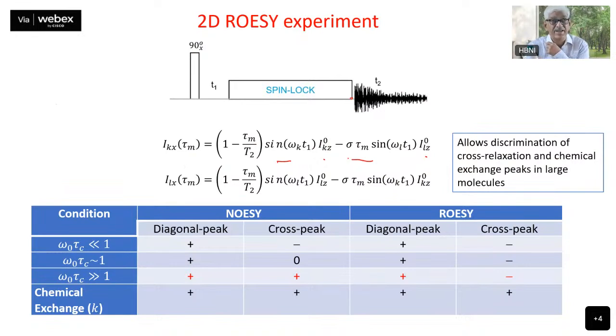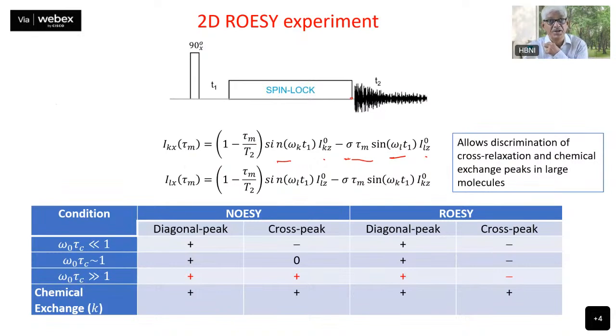The I naught, kz or lz, they are the equilibrium magnetization. Therefore, in the homonuclear case, they will be the same. But in the heteronuclear case, kz naught and lz naught may not be the same, so you will have different numbers over there. But the sigma is the cross relaxation rate, which will tell you this will be the cross peak and this will be the diagonal peak. The I_lx, similarly, will be there, and also you have omega_l here.